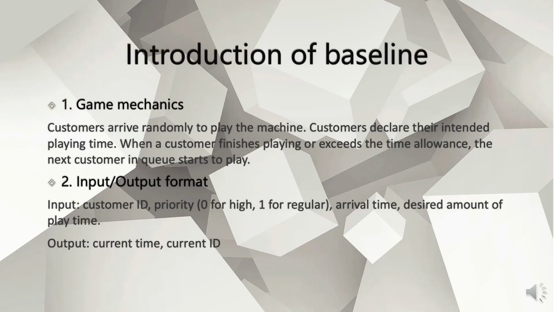Let's take a look at the game mechanics in the IO format here. The customers arrive randomly to play the machine. The customers need to declare their intended playing time, and when the customer finishes playing or exceeds the time allowance, the next customer in queue starts to play. For the IO format, we have inputs: customer ID, priority, arrival time, and the desired amount of play time. And as output, we have current time and current ID.